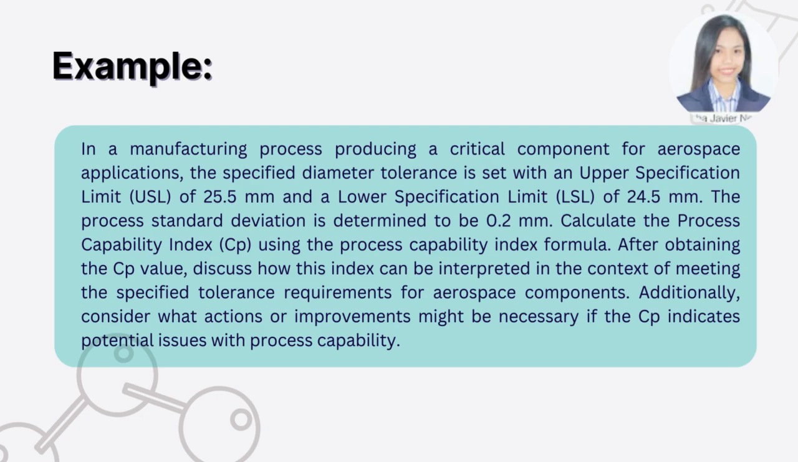Calculate the process capability index, and after obtaining the Cp value, discuss how this index can be interpreted in the context of meeting the specified tolerance requirements for aerospace components. Additionally, consider what actions or improvements might be necessary if the Cp indicates potential issues with the process capability.